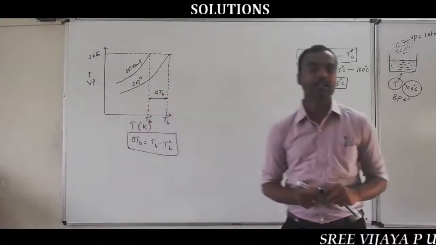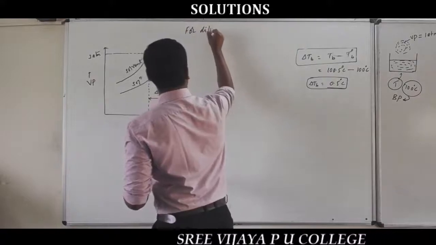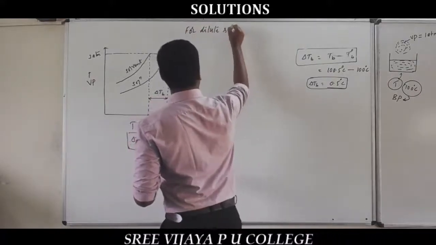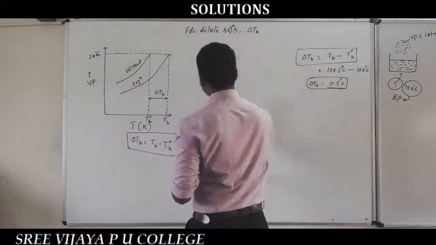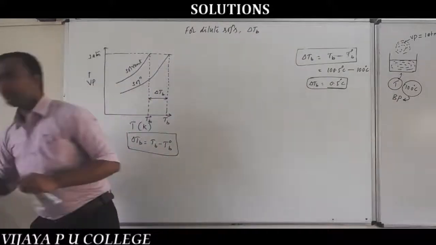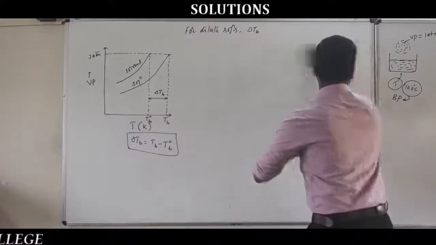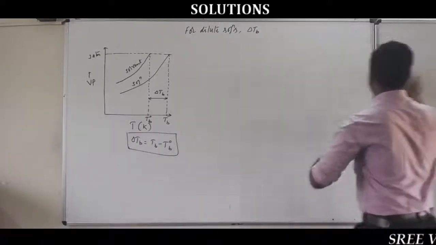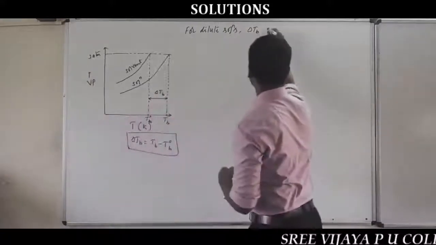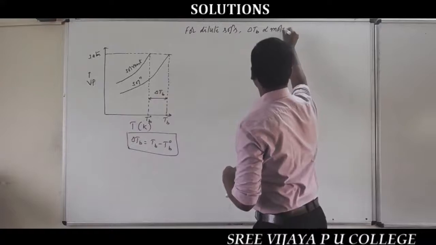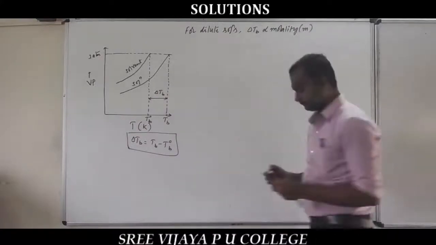Okay, at the same time, for dilute solutions, the elevation of boiling point of solvent, that is delta TB, is directly proportional to the molarity of the solution. So why are we not taking the molarity?